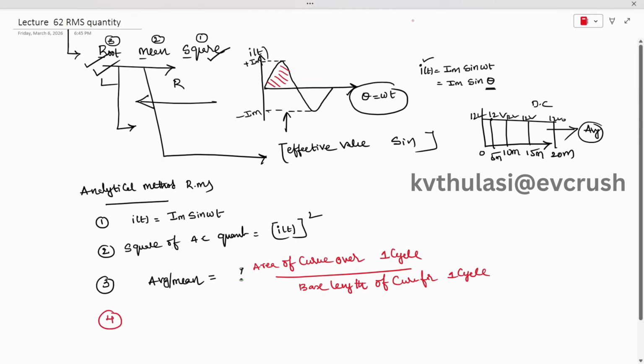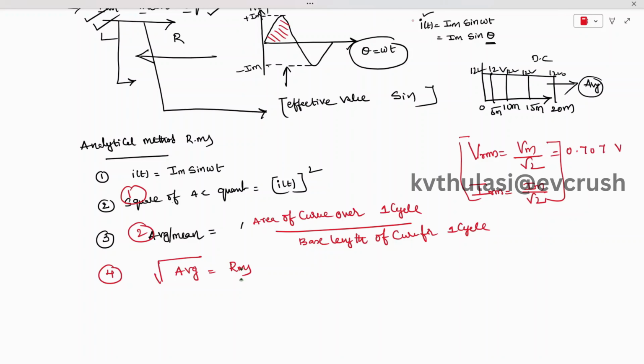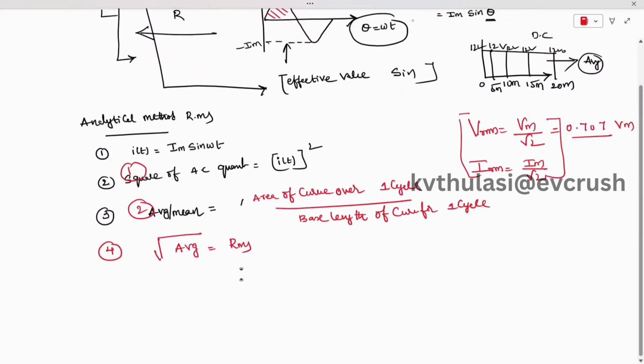So the fourth step: in the first step we calculated the square, in the second we calculated the mean, and third we are going to take the root of the average value, which gives the RMS quantity. Just remember, we'll do the derivation. The formula of VRMS is nothing but Vm by root 2, or current RMS is equal to Im divided by root 2. So these are the basic formulas, which will be 0.707 of the voltage as well as the current.